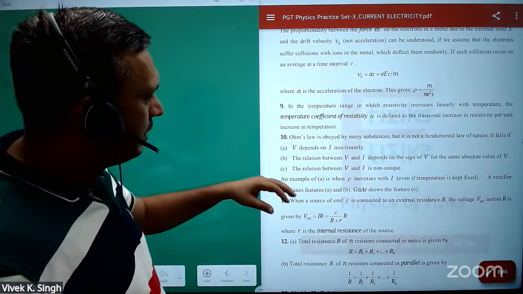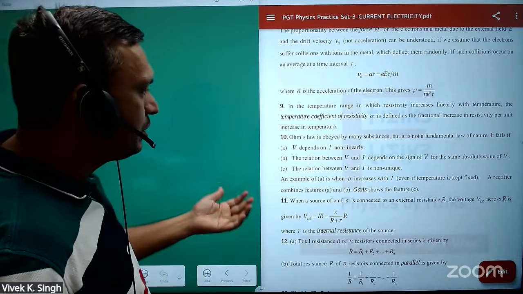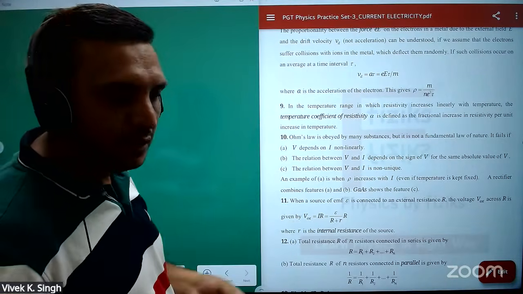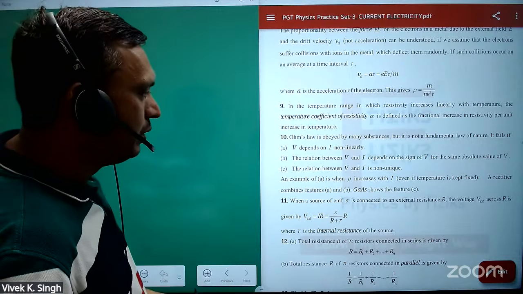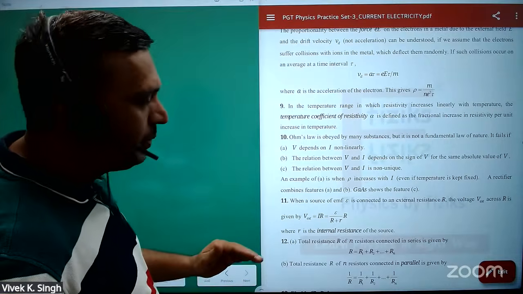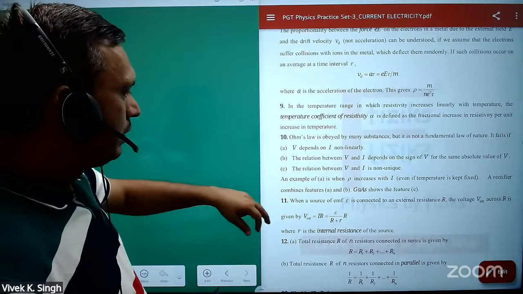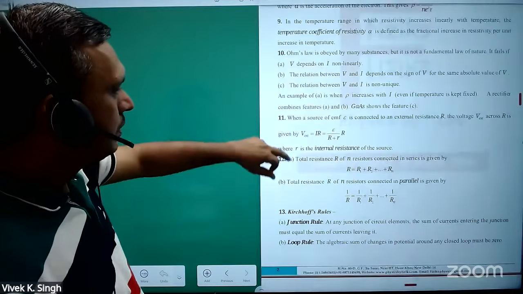So in Ohm's law, V is proportional to I, but there are other situations where V does not depend linearly on I. You will see this in the case of a diode. So Ohm's law is for a linear relation. There will be non-linear relations also.